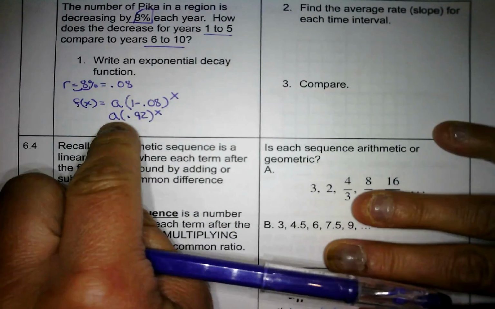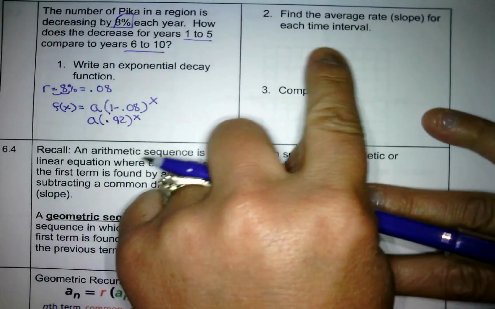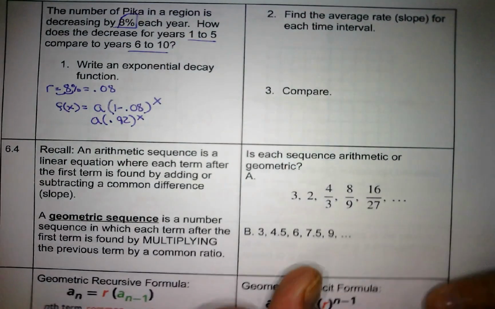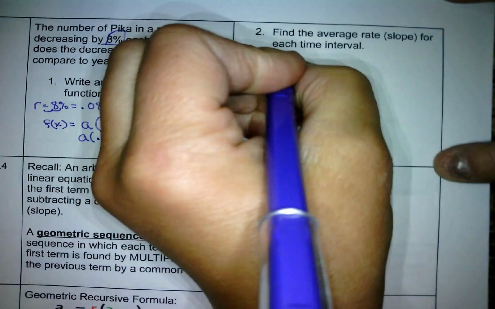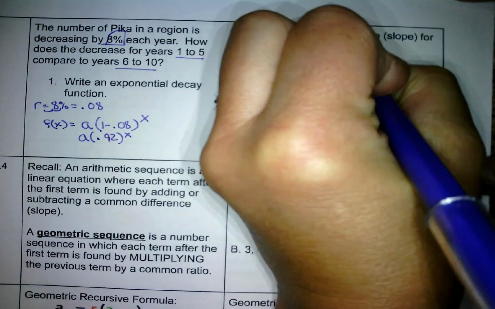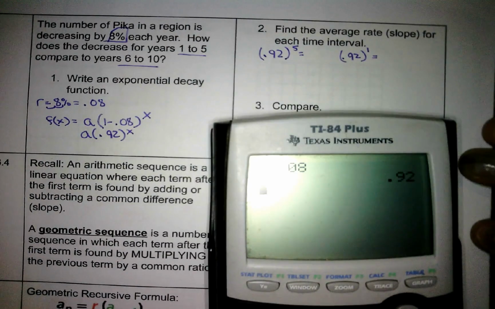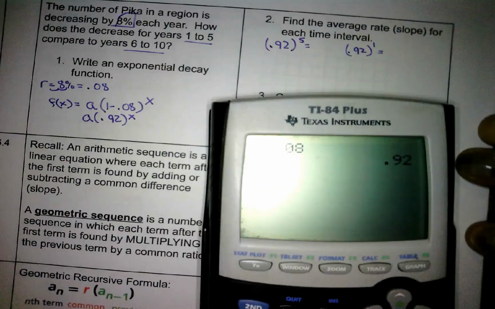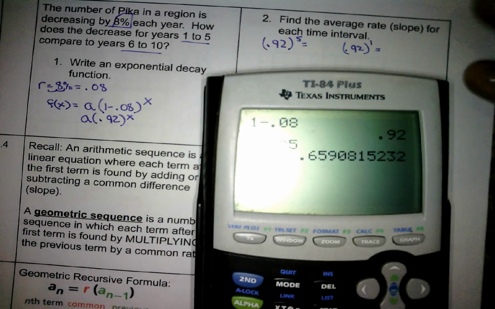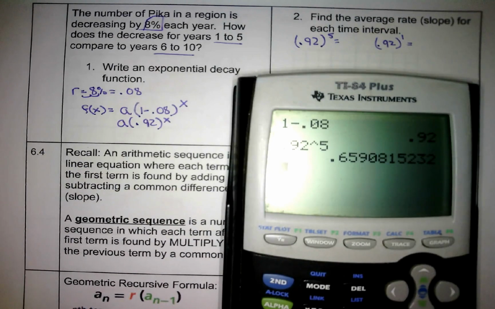And now it says, let's write an average rate or slope for each time interval because we need to compare 1 to 5 and 6 to 10. So now we need to do 0.92 to the 5th power and 0.92 to the 1st power, and then we can find those slopes. Again, we would have to multiply by a at some point to find out what the actual population is, but right now we're just comparing the population. We don't care what it actually is, we're just comparing how it's changing.